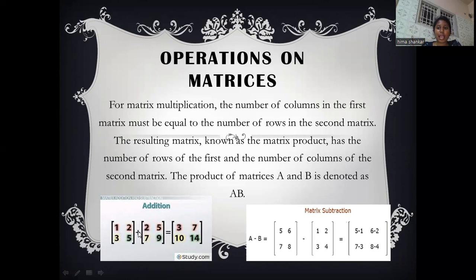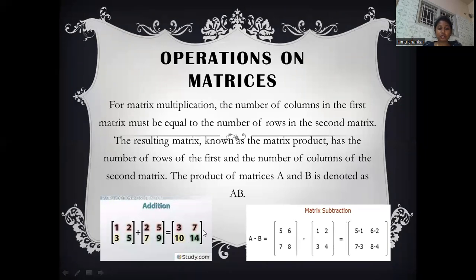It is added as the first element of the first matrix and the first element of the second matrix, and the second element of the first matrix and the second element of the second matrix. That is 1 plus 2 is equal to 3, 2 plus 5 is equal to 7, and here 3 plus 7 is equal to 10, 5 plus 9 is equal to 14.